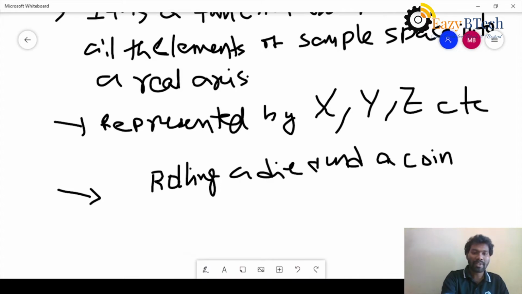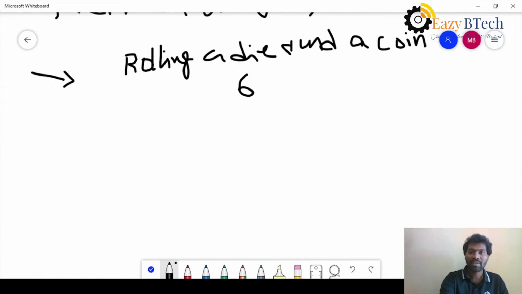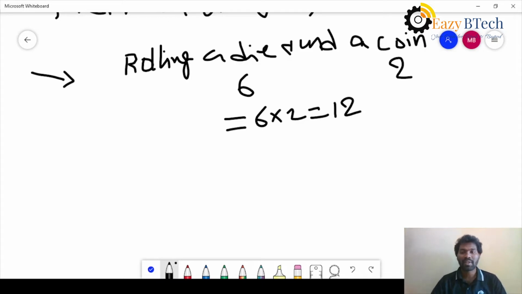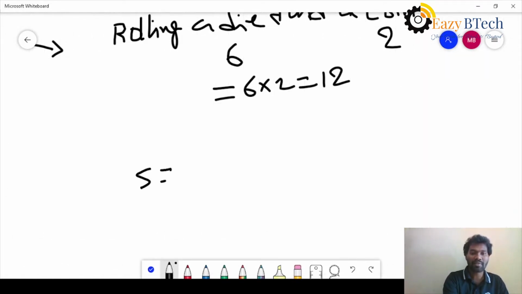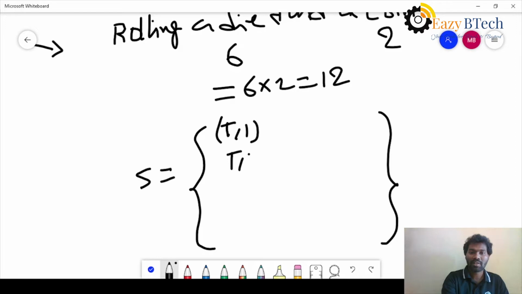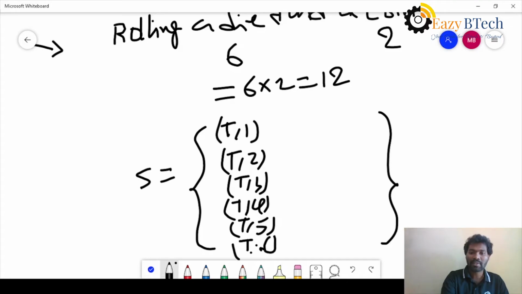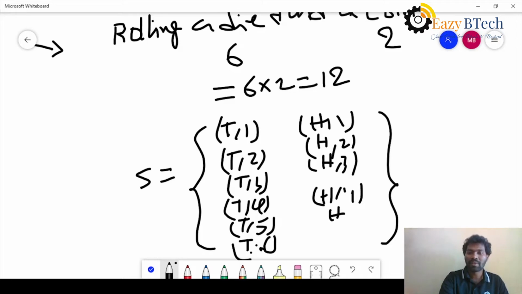So what is the sample space here? Since a die has 6 faces, a coin has 2 outcomes, so totally I'll get 6 into 2, 12 outcomes in my experiment. The sample space might be represented like this: S equal to, totally there are 12, that means T1, T2, T3, T4, T5, T6. Similarly here H1, H2, H3, H4, H5, and H6. So this is called the sample space.